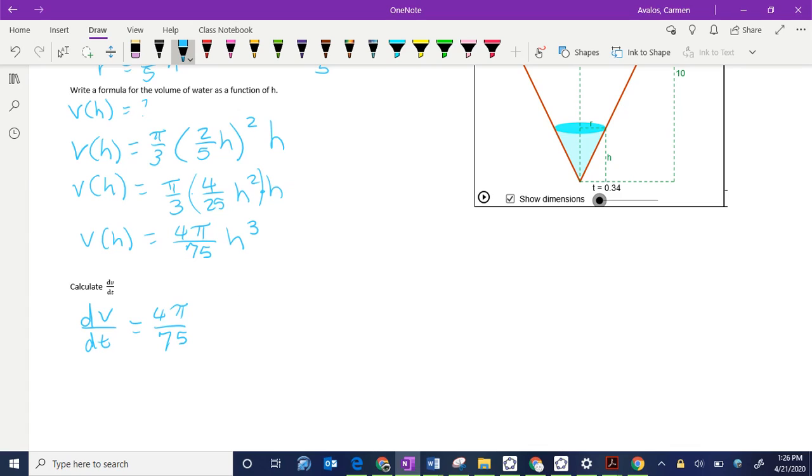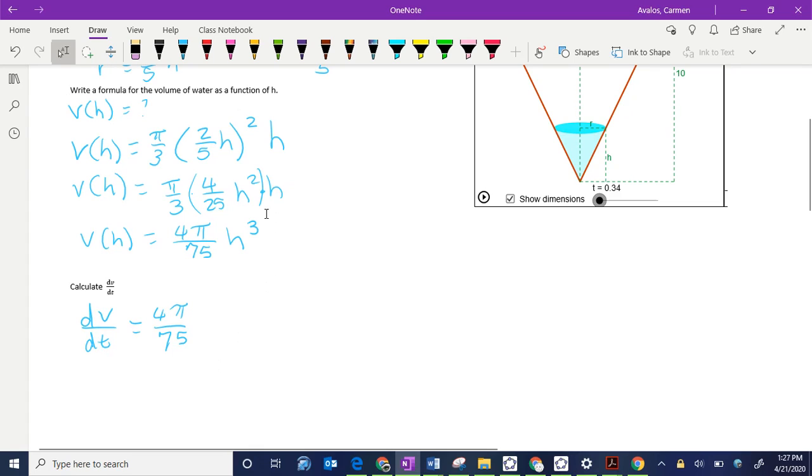So that's just a coefficient. I'm going to leave it alone. And I am going to take the derivative of the h, and we're doing it with respect to time. All of this is as time is passing. The cone is getting filled as time is passing. And so that's why that's the t, and that's where we get the t.